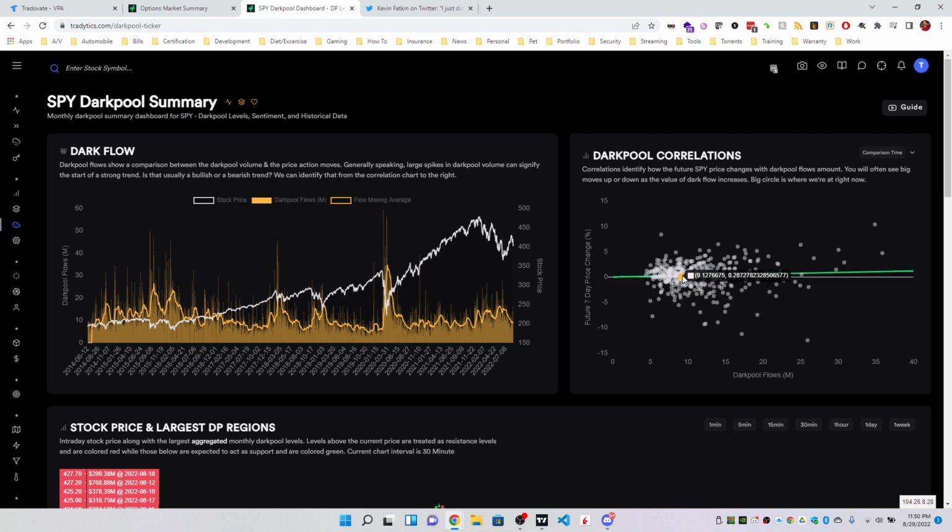So I'm trying to hover over it here, but it's a little difficult. We can see we had roughly 9.2 million in dark pool flows, and if we just look at the extremes of this based off the historical data, we're looking at roughly a 4% change, one way or the other, that SPY's price will change. Again, this is over the course of the next 7 days.